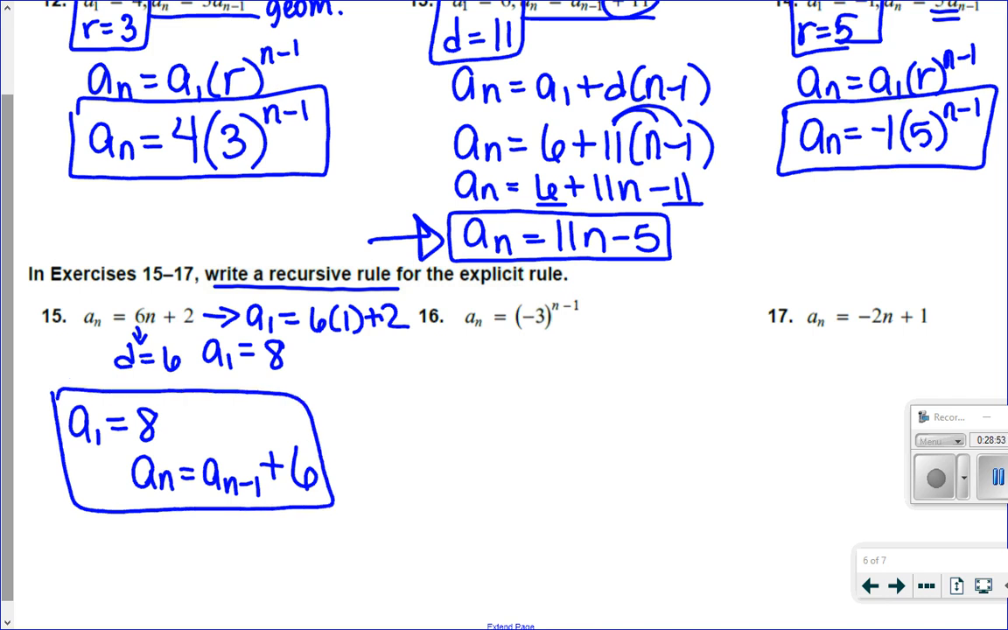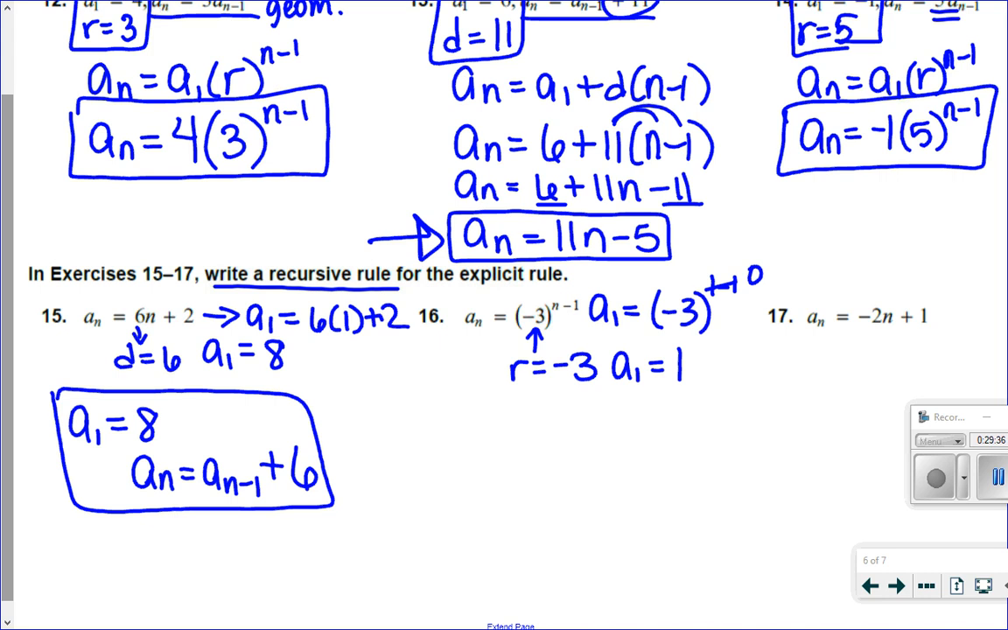Okay, let's try the same thing on number 16. On number 16, we know that R is always sitting right here. So we can tell here that R, or the common ratio, is going to be negative 3. The other ingredient I'm going to need is the first term. So I'll just evaluate my explicit for when n is equal to 1. So if I insert a 1 for n, let's find out what that is. Well, what's 1 minus 1? It's 0. And anything to the 0 power is just 1. So my a sub 1, or my first term in this sequence, happens to be 1.